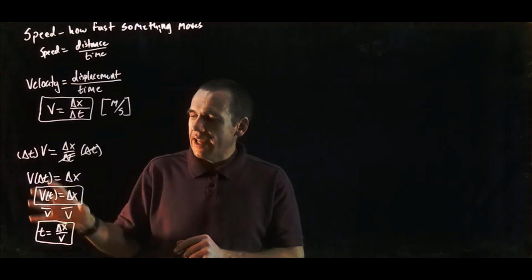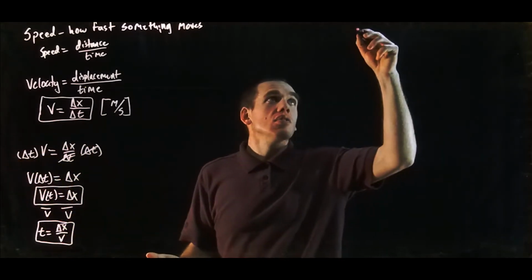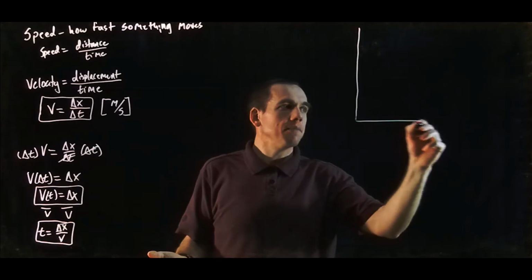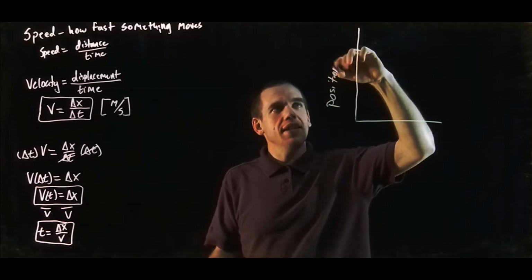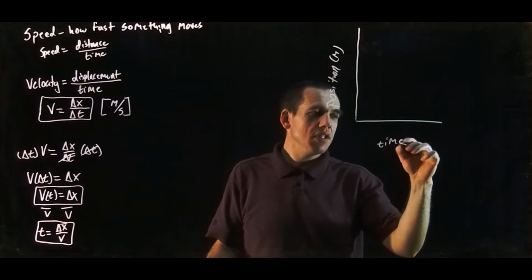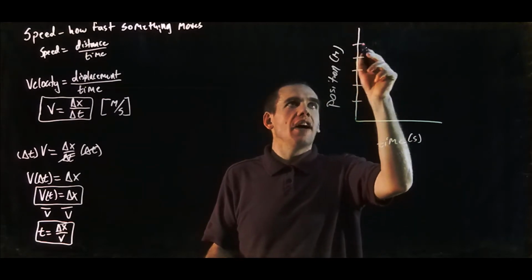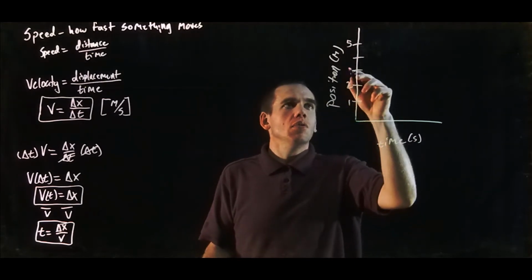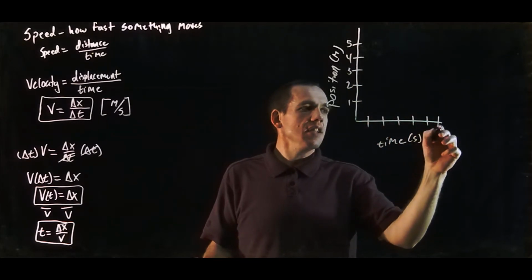But what I want to look at is how this relates to change in position on a position time graph. So remember, on a position time graph, we have where the object is and when it's there, which means we can figure out what's going on in between. So we have position, we have time, and we'll go 1, 2, 3, 4, 5 meters. 1, 2, 3, 4. We'll go 6 seconds. 1, 2, 3, 4, 5, 6.